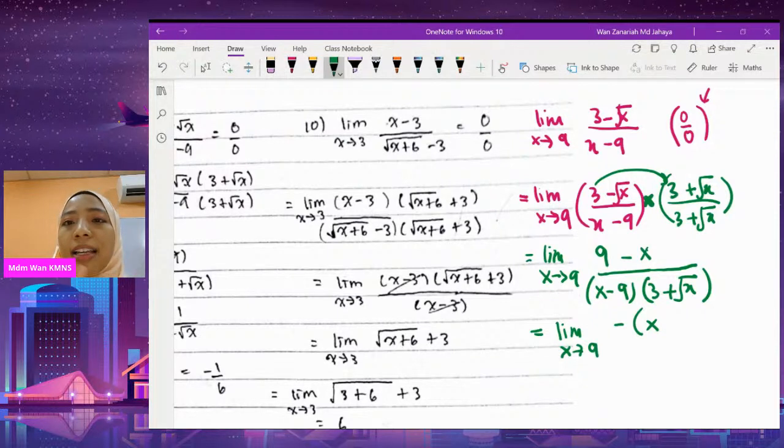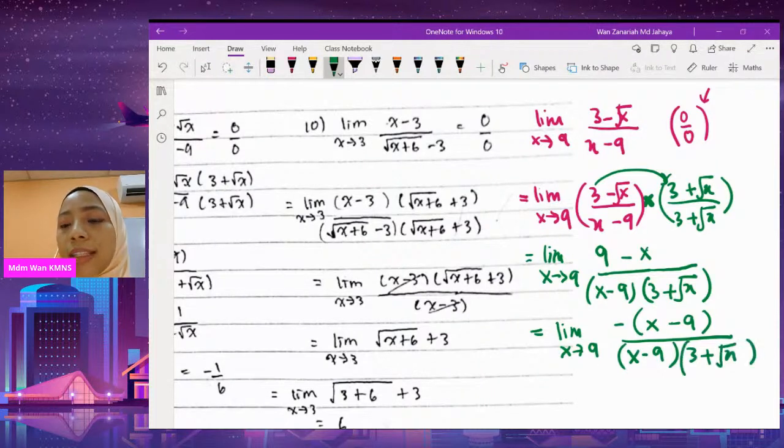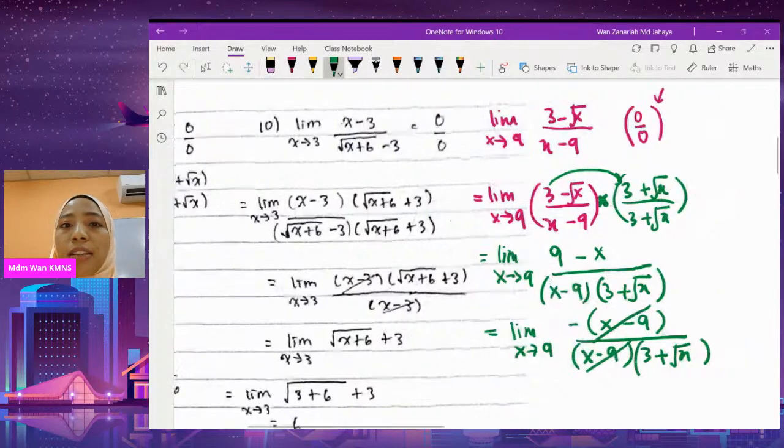Sama ke dengan atas? Tak sama. We cannot change the question. Instead, when we expand, we must get the same function here. So negative x minus 9. So you check back, when you expand, you get negative x, negative become positive, so positive 9. Okay, and then now, there you go. Then only you will get the same. Okay, and then now you cancel out x minus 9 with x minus 9.